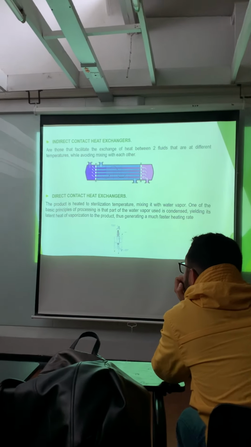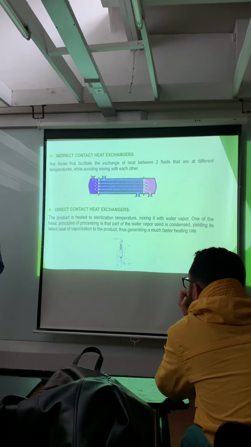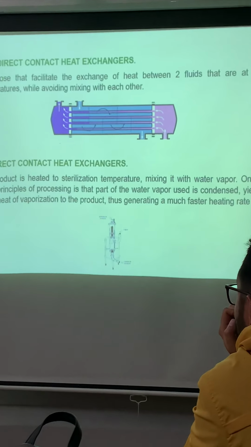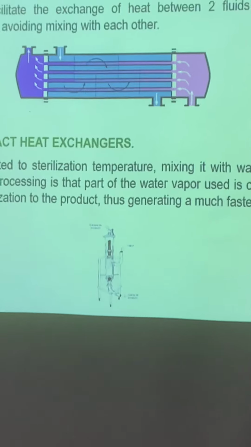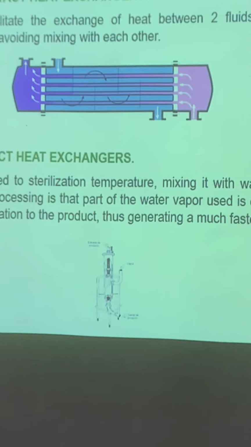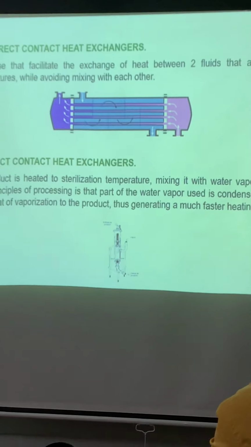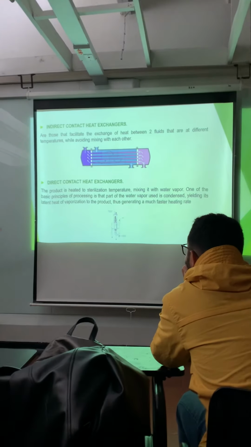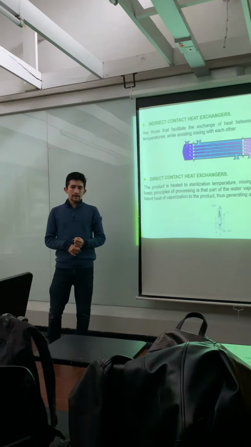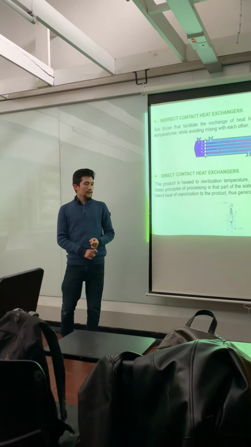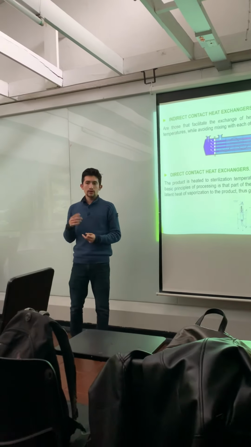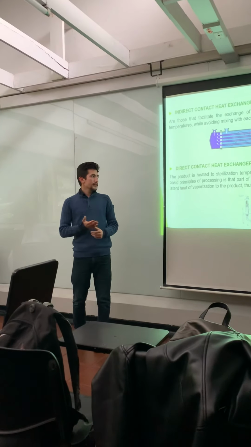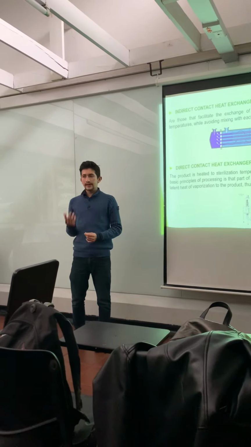The indirect contact heat exchangers are those that facilitate the exchange of heat between fluids that are at different temperatures, without mixing with each other. Among the fluids are the food product and a heating agent or cooling agent. These fluids are separated by metal walls.